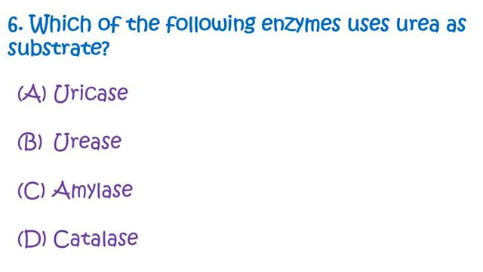Question number 6. Which of the following enzymes uses urea as a substrate? Options are option A uricase, option B urease, option C amylase, and option D catalase. And the correct answer is option B urease. Urease is an enzyme that catalyzes the hydrolysis of urea into ammonia and carbon dioxide.